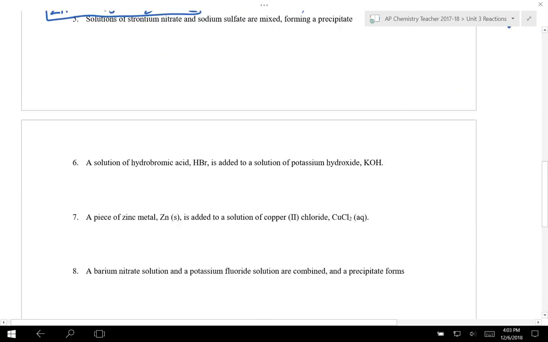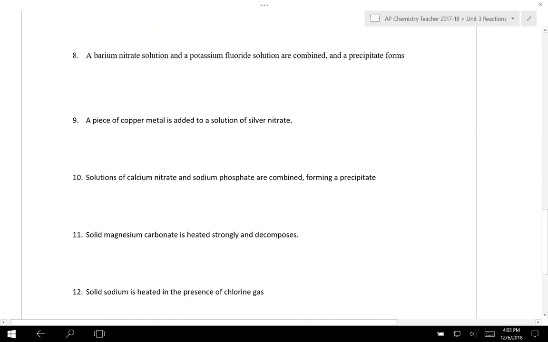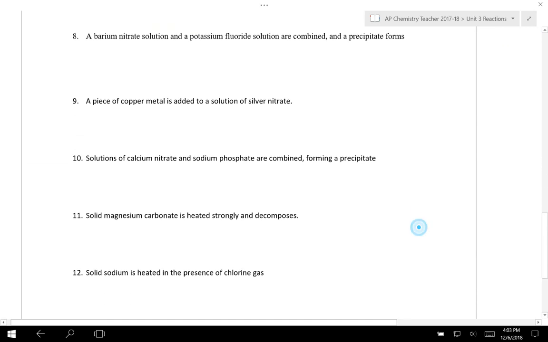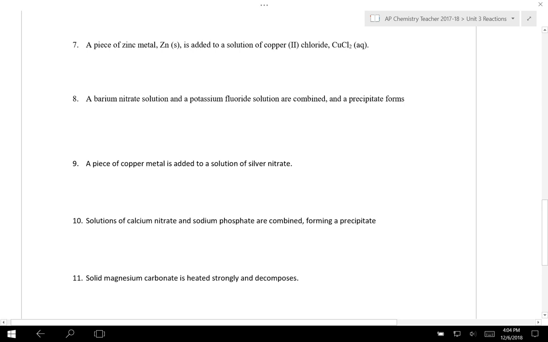And if we want to do... Let's take a look at one more single displacement one. So if you look down here at this one, number 9, a piece of copper metal is added to a solution of silver nitrate.